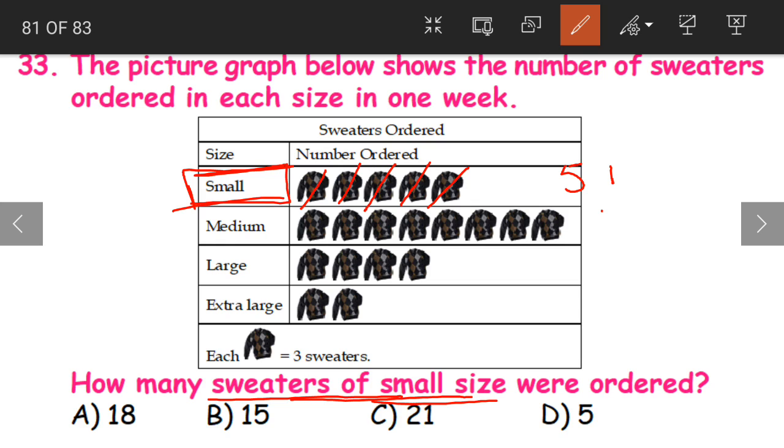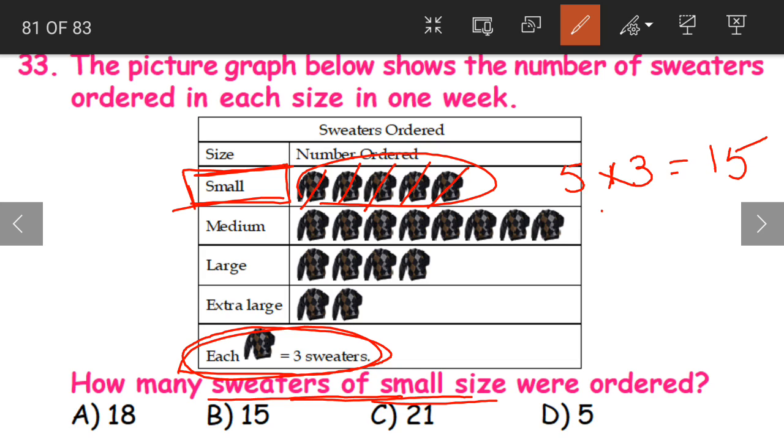No. If you look at the bottom line, each picture equals 3 sweaters. So we have to multiply this by 3. 5 into 3 is equal to 15. So in total 15 sweaters were ordered of small size. Is this clear children? In total 15 sweaters were ordered of the small size. So option B, 15 becomes our correct answer.